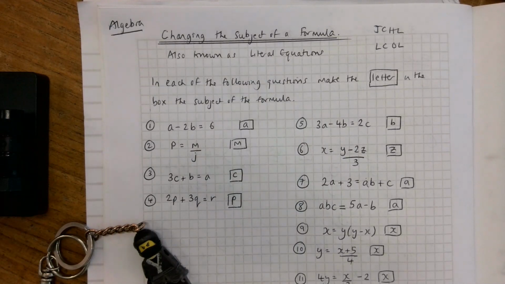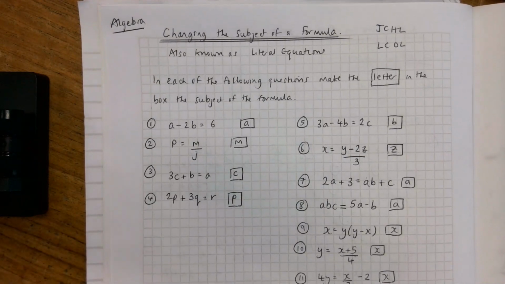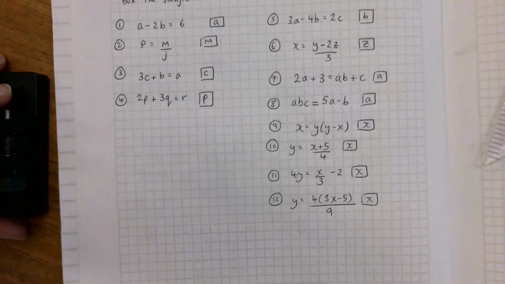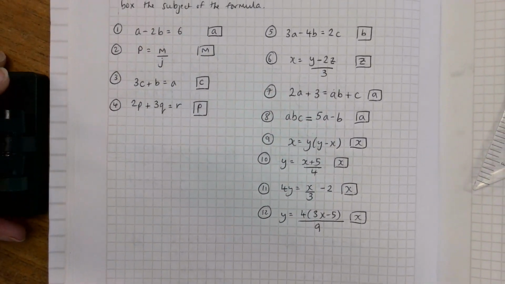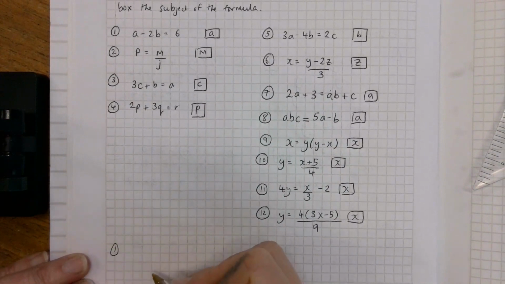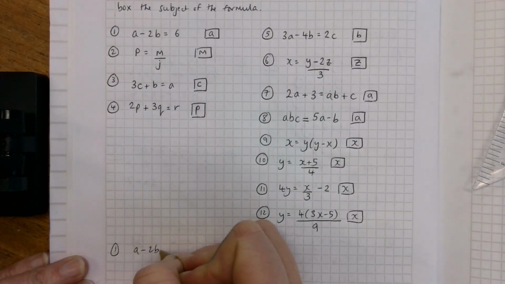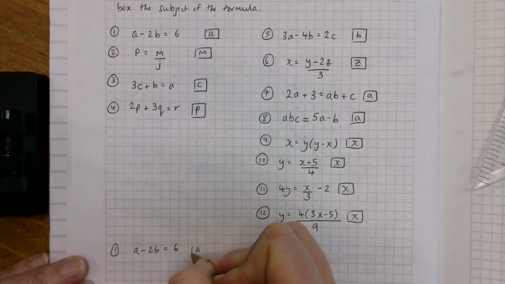Okay, so I'm going to work through the solutions now. So let's start with the first one. We've got a minus 2b is equal to 6, and we're trying to make a the subject of the formula.